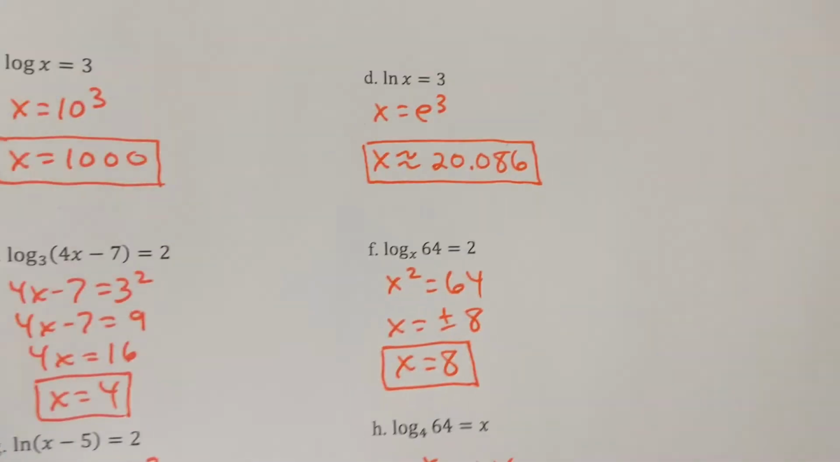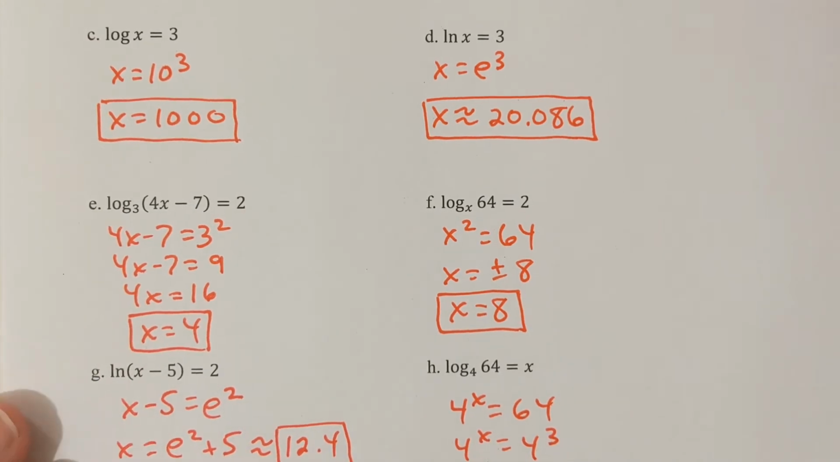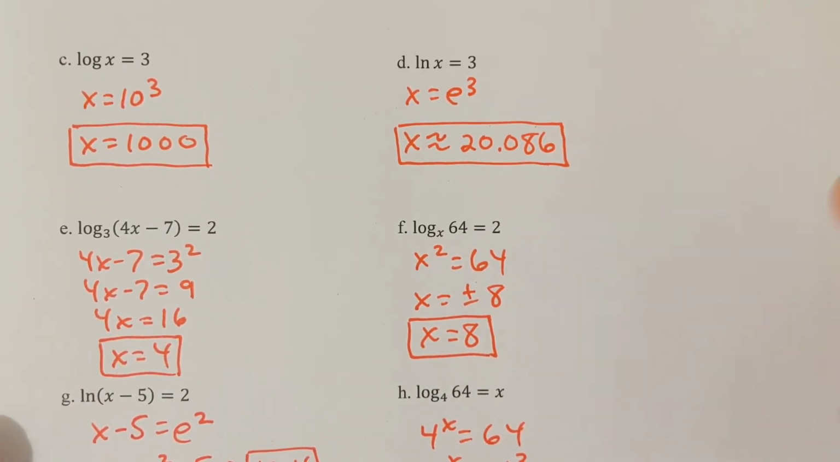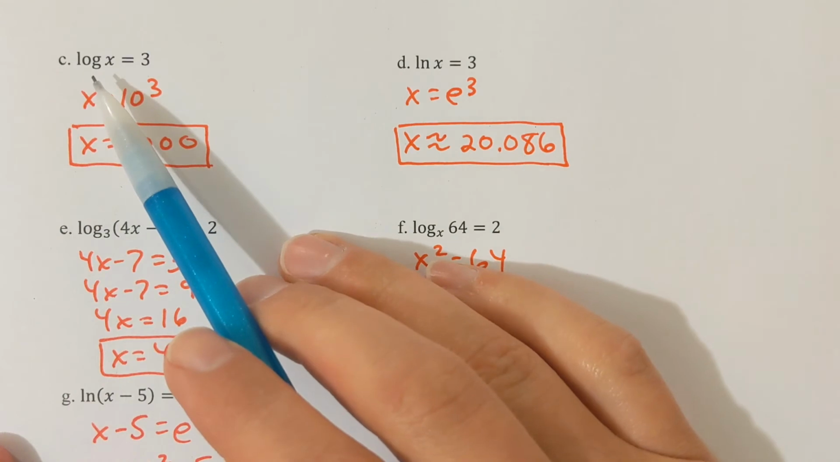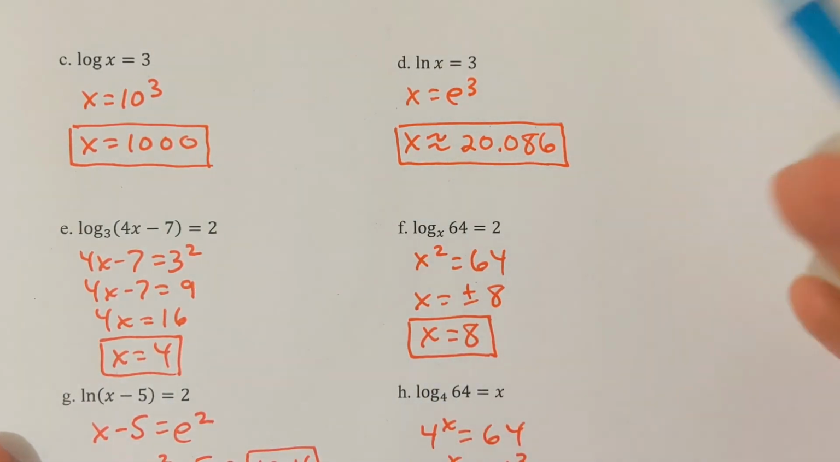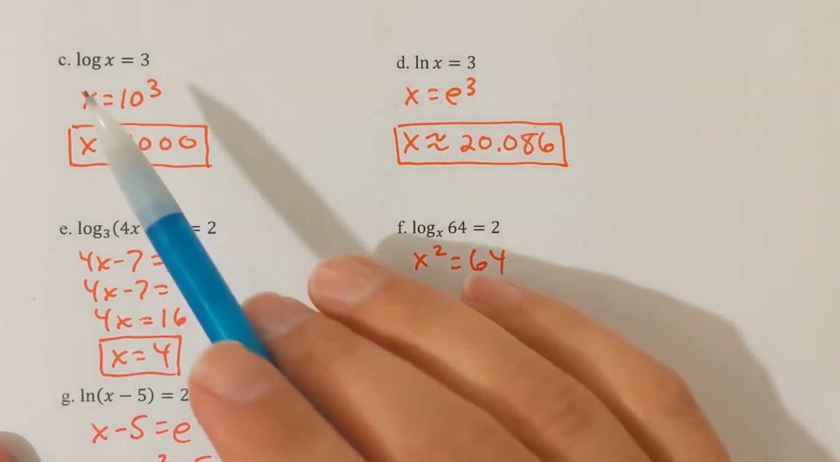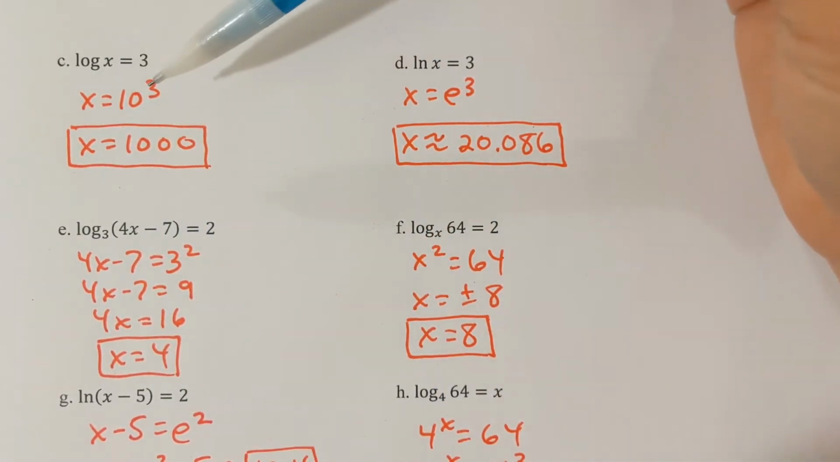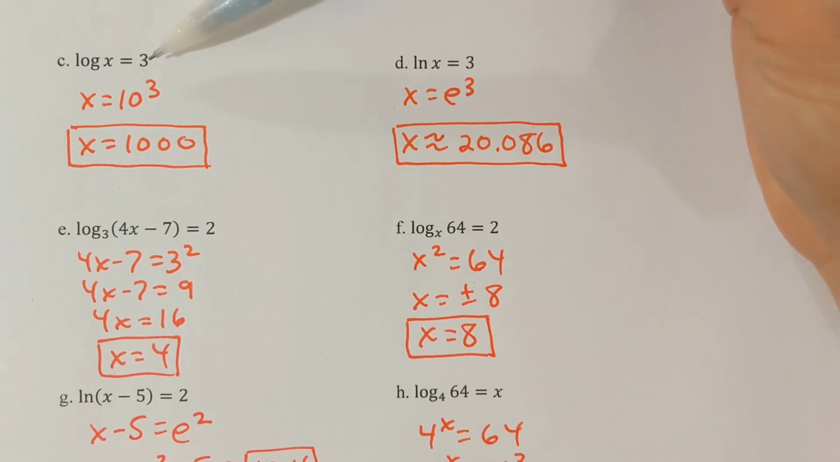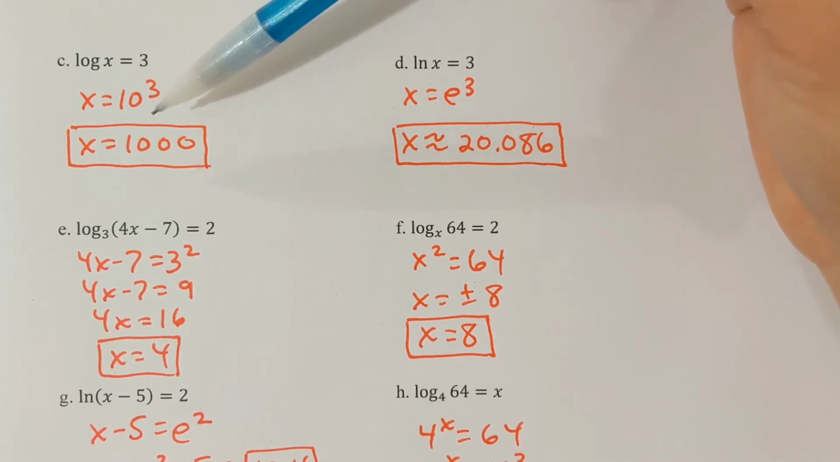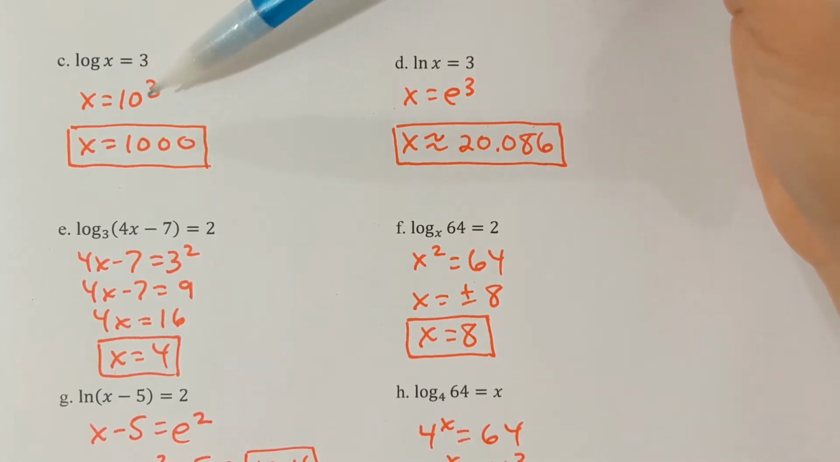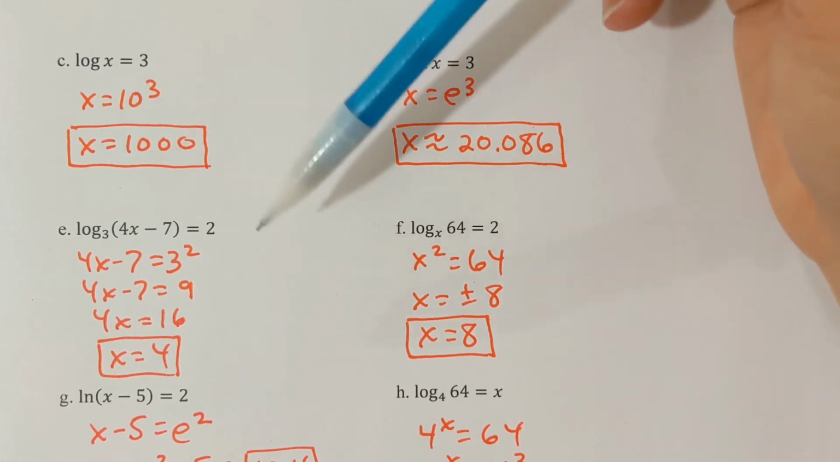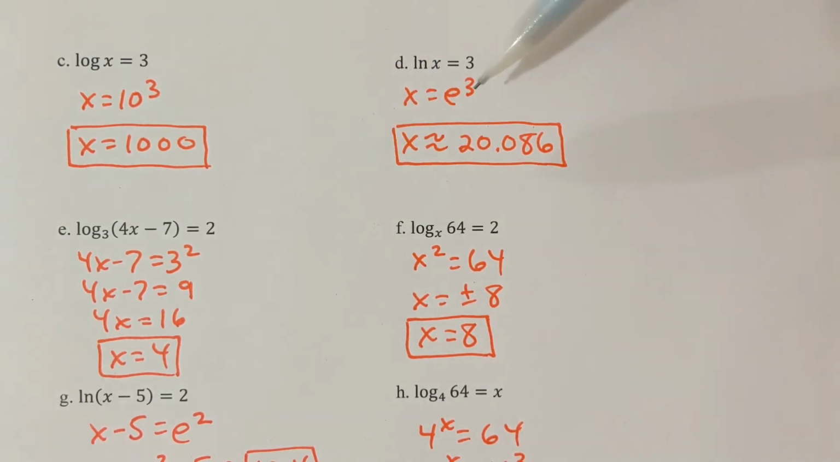Okay, here's another one. Part C, log of x equals 3. Now remember that if there's no base, it's understood to be base 10. You can write the base if you want or not, it doesn't matter, but still know that you're working with base 10 there. So having said that, the base is 10, 3 is the y value, right? X equals 10 cubed would be the equation now rewritten into an exponential form. 10 cubed is 1,000, so x equals 1,000 is the answer.